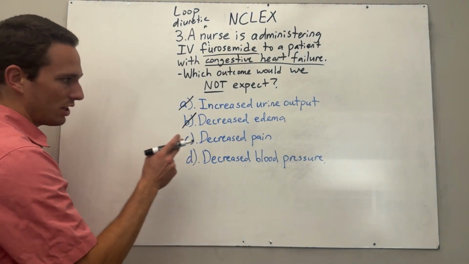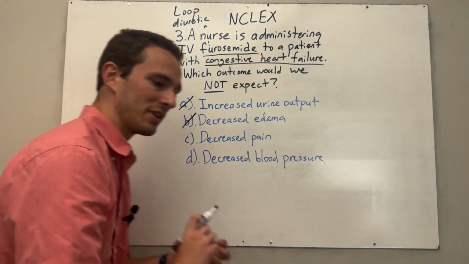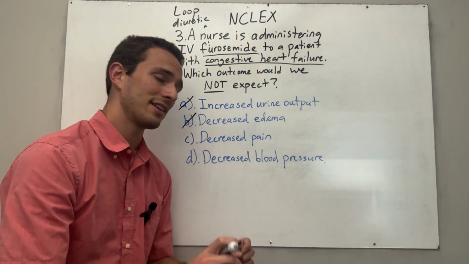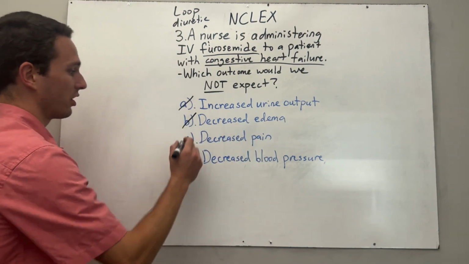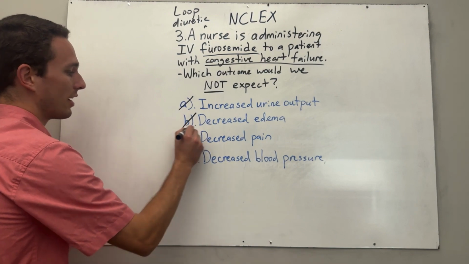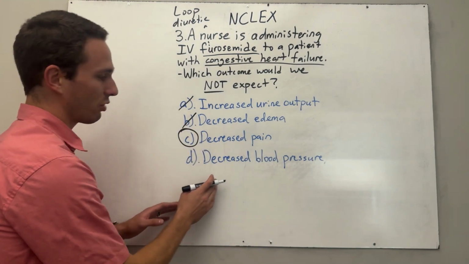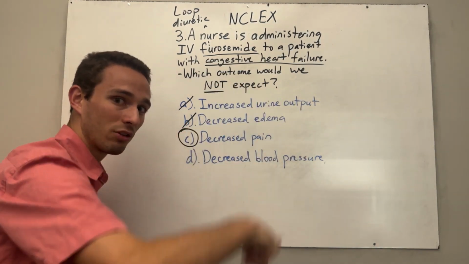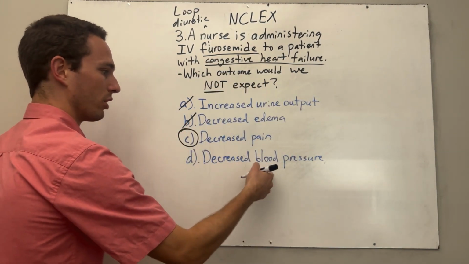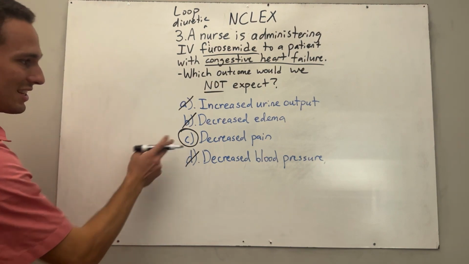The next one, decreased pain. Now, although we are going to be taking out some fluid for this patient, a lot of the time this doesn't actually help their pain associated with congestive heart failure. So this would likely be an outcome we would not expect. And the last one, decreased blood pressure. Since we're taking out some more fluid from the blood, we decrease blood volume, therefore decreasing blood pressure as well. So the answer would be C, decreased pain.